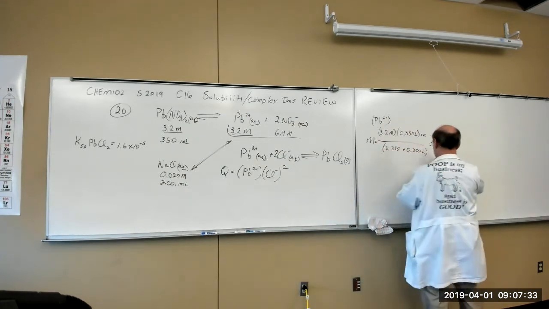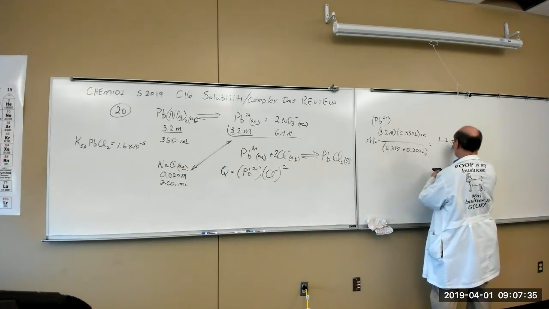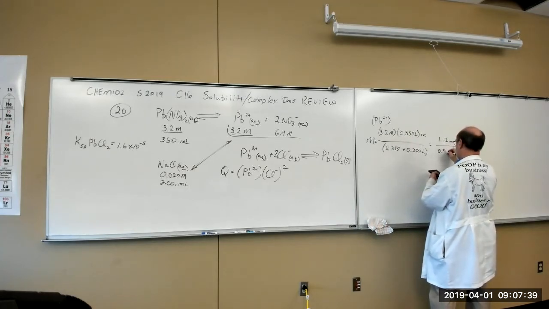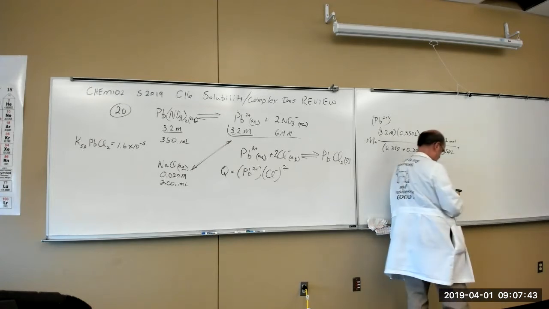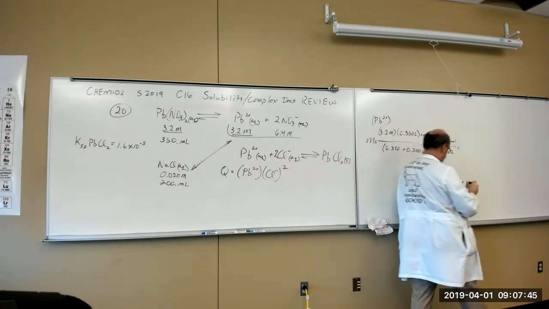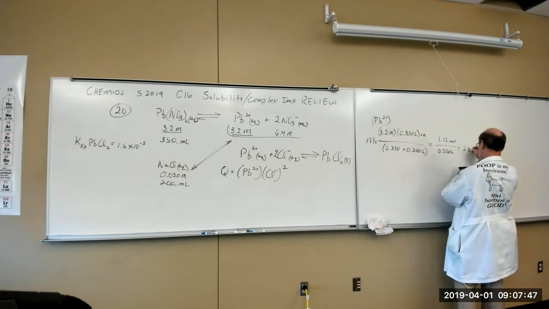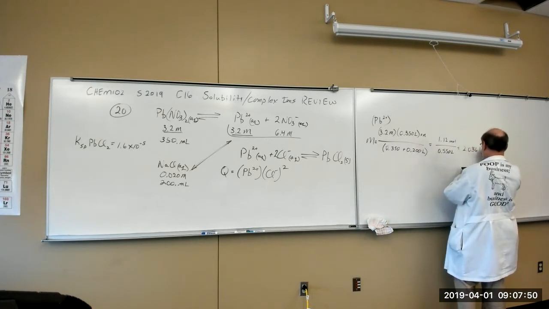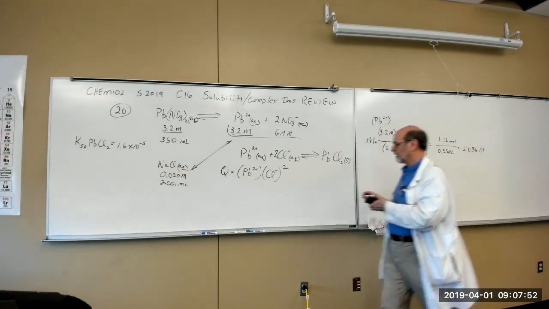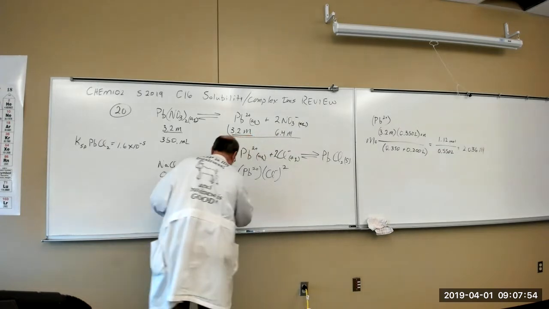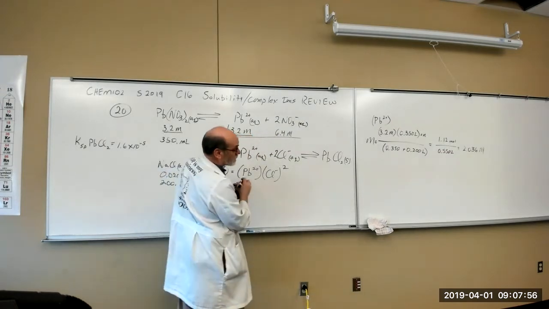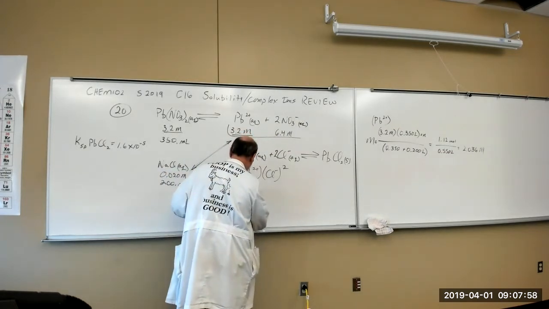Okay, so this is 1.12 moles per 0.550 liters, and that's 2.036 molar. We'll bring that over here: 2.036.